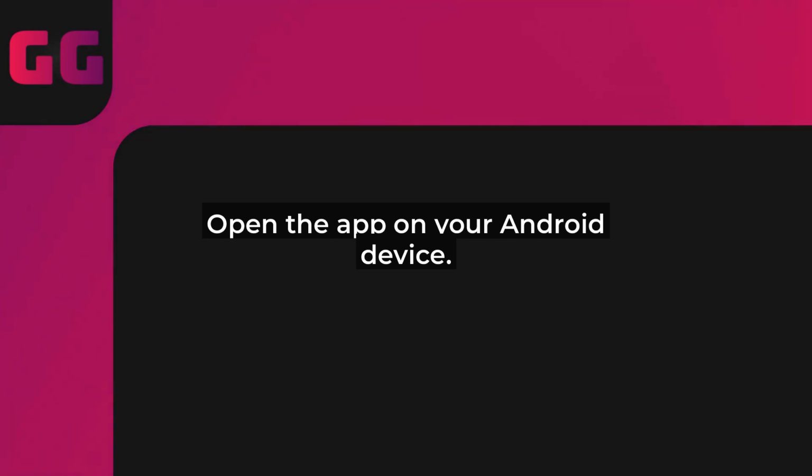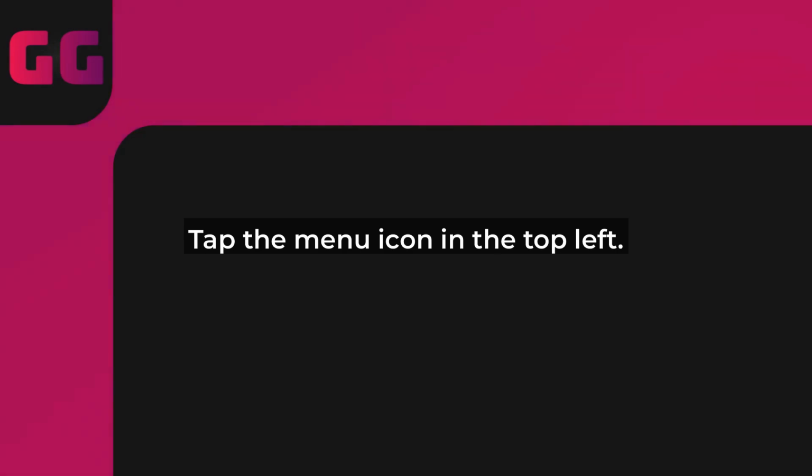First, ensure you have the Google Translate app installed. Head to the Google Play Store, search for Google Translate, and download or update it if needed. Once that's done, open the app on your Android phone.